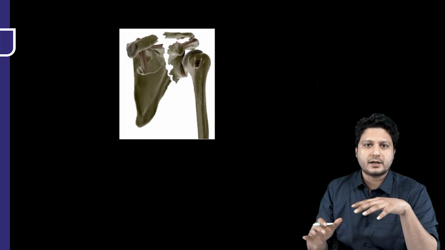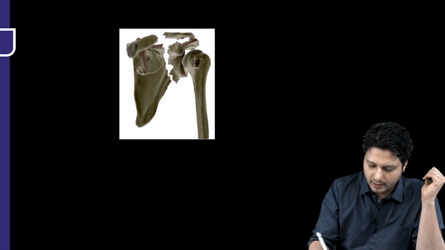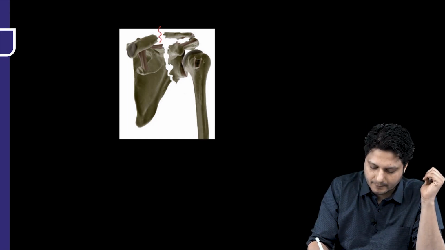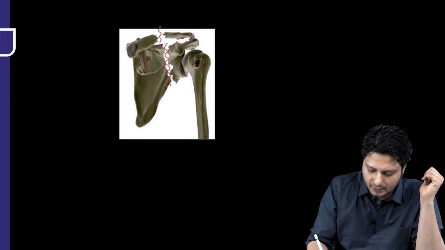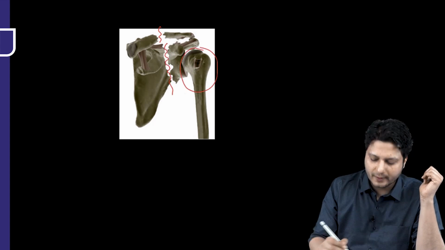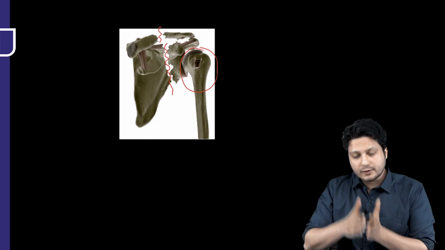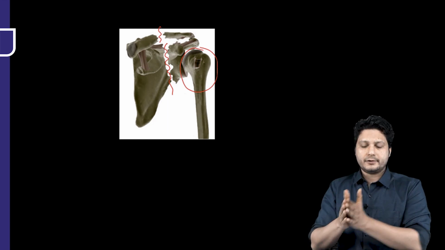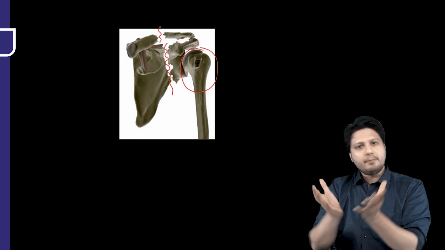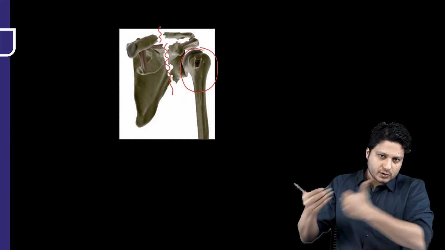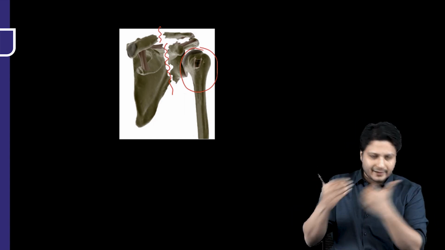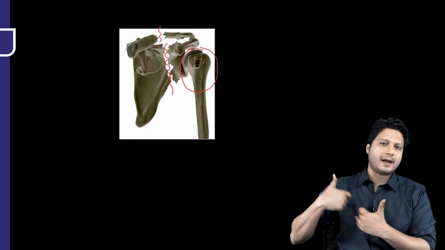If you look at this picture, this is the picture of a floating shoulder. There is a complete fracture of the clavicle, there is a complete fracture of the glenoid also, but the humerus is absolutely normal. Now, why is it called a floating shoulder? Because the entire assembly of the shoulder joint is connected to the axial skeleton through this clavicle and the scapula.